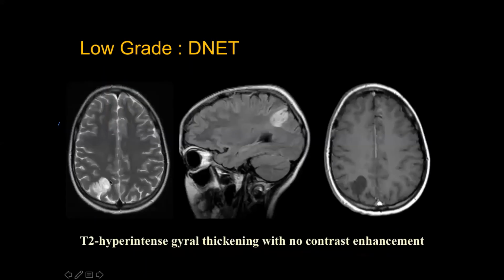Now a DNET can also look like this. It can just be hyperintense on T2, just involving cortex. FLAIR, hyperintense, on T1, low signal, it doesn't enhance. The difference between a DNET and this new lesion called a multinodular vacuolating neuronal tumor is that DNET tends to affect the cortex, whereas MVNT are little bubbles in the subcortical white matter rather than the cortex.